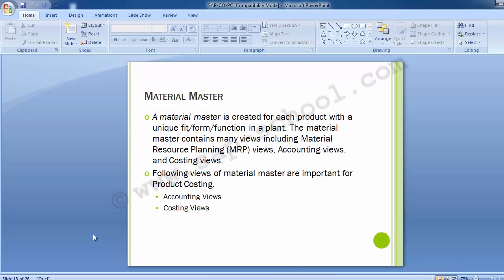Two costing relevant fields on MRP2 view are procurement type and special procurement key, which need to be maintained in the MRP2 view tab. In that, the special procurement key further designates if a material is subcontracted, purchased from another plant, etc. It is important that these two fields, that is procurement type and special procurement type, are correct when costing a material. So these costing views need to be checked and maintained properly before going for a costing run.